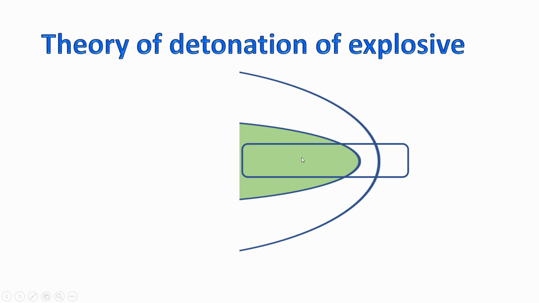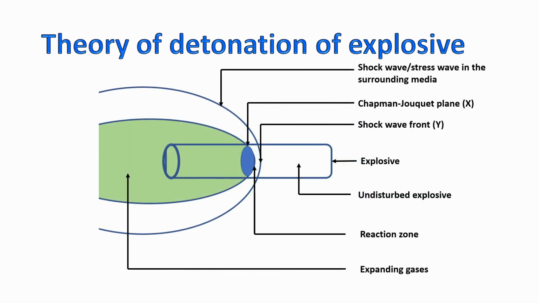So behind the CJ plane, the gases are produced due to the decomposition process, and in front of the CJ plane, the shock wave is generated, and that process proceeds towards the undisturbed explosive zones. Yes, so this is the explosive charge, and we have detonated this side, and the reaction takes place and proceeds towards the undisturbed explosives. And this is the CJ plane. This plane is the CJ plane, and this is the shock wave front. In between the CJ plane and the shock wave front is the reaction zone, and this part is the undisturbed explosives, and behind the CJ plane, the expanding gases are produced.